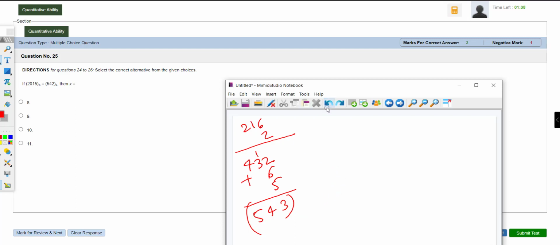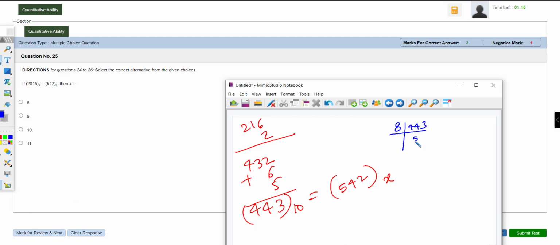Just a second. 443. This is a decimal number. In which base is it? 542. We need to check this. First of all I will check with 8. 443 divided by 8: 8 5s are 40, 8 5s are 40. The remainder is 3, meaning the unit digit has to be 3. This is incorrect. We want the unit digit to be 2.